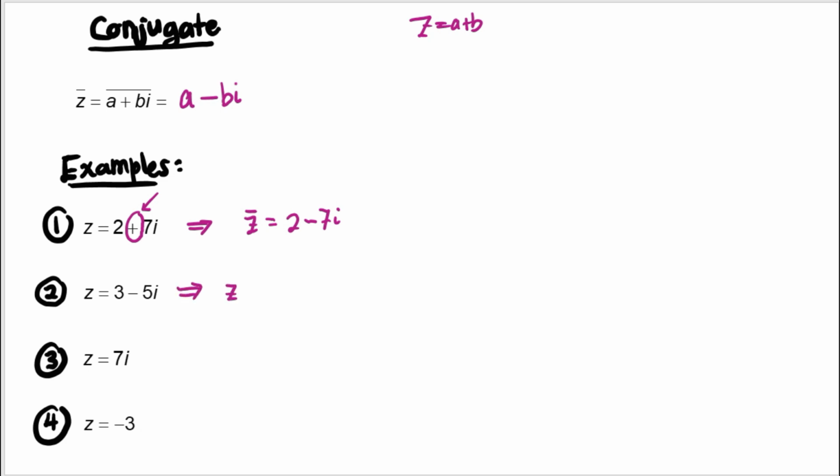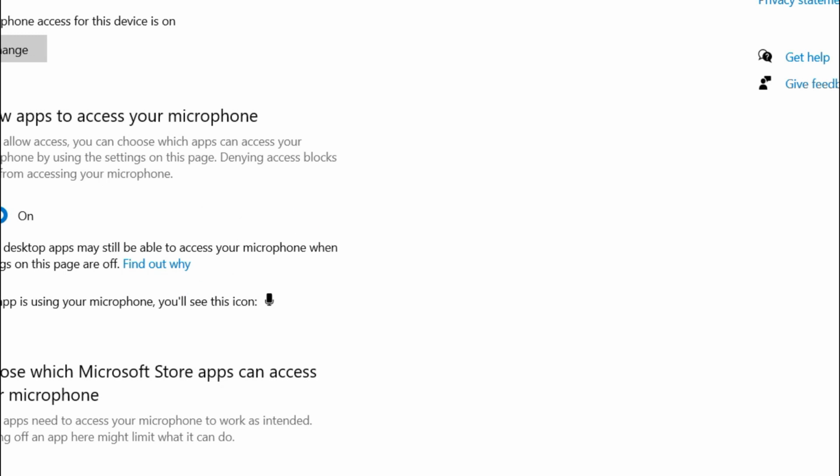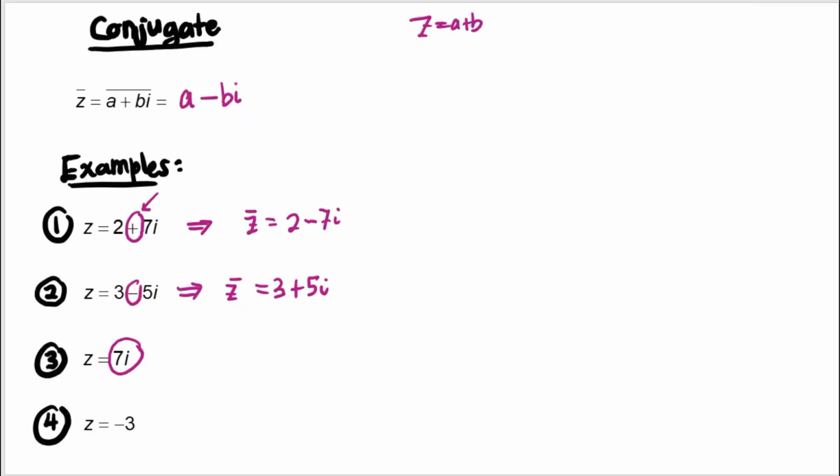For this one, z bar will be, this is the sign for the imaginary part, so this one will be 3 plus 5i. What about this one? That is the imaginary part, so z bar will be, because that one is positive 7, negative 7i. What about this one? Do we have the imaginary part here? We don't, because this is a real part, so it doesn't change. So that one will remain as negative 3 for z bar.